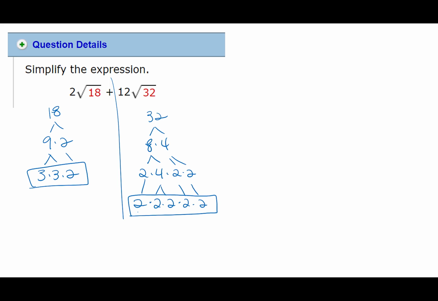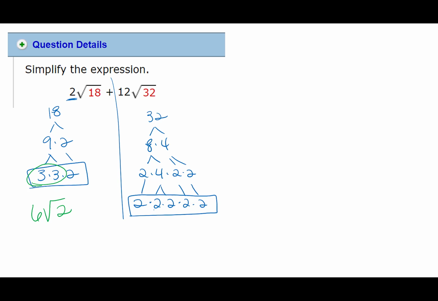Okay, here's what the factor trees look like. I broke 18 down to 3 times 3 times 2, and then 32, I broke it down all the way to 2 times 2 times 2 times 2 times 2. Okay, so now we're going to rewrite these original radical expressions. Notice there was already a 2 on the outside of the square root of 18. Now there's a pair of 3's. We'll multiply one 3 to the original 2 to get 6 square roots of 2.